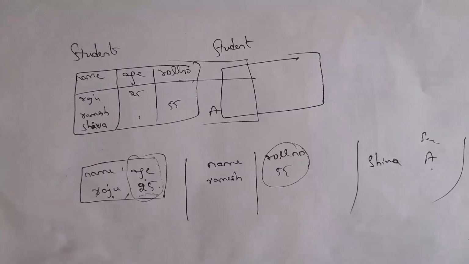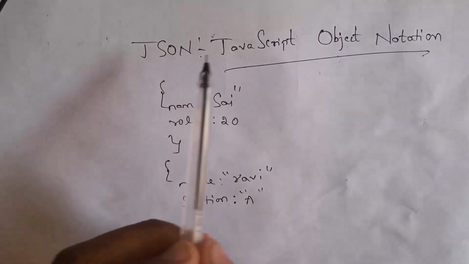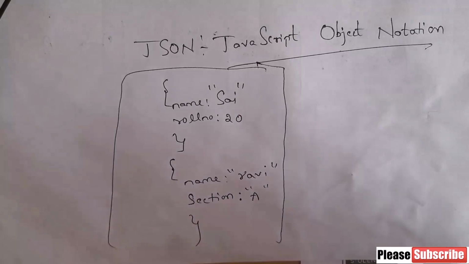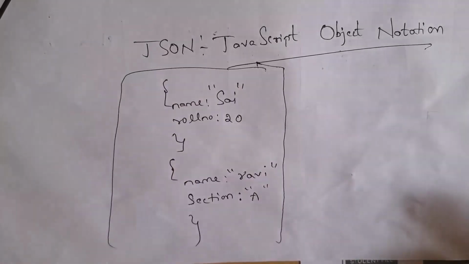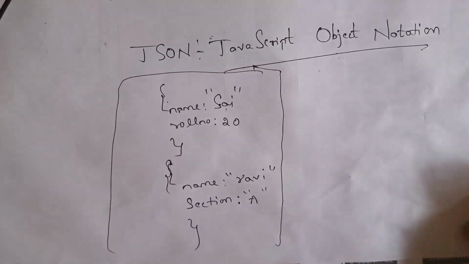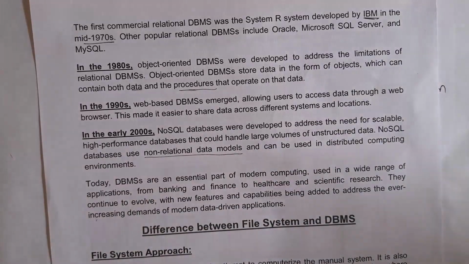So in order to overcome this problem, we can use NoSQL database. JSON is an example of NoSQL database, where JSON stands for JavaScript Object Notation. In NoSQL database, we will not store data in the form of tables. Instead, we store data in the form of classes and objects. This is an example of JSON. Here I took name Sai and roll number 20. And again I took brackets. Inside brackets I wrote name Ravi, section A. Guys, among all these databases, relational database is best.